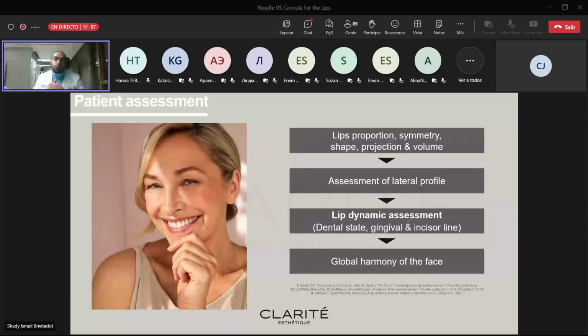Do I need to invert it? Do I need to project it? Do I need to ensure the symmetry between the right and the left lip? Do I need to ensure the proportion between the upper and lower lips?